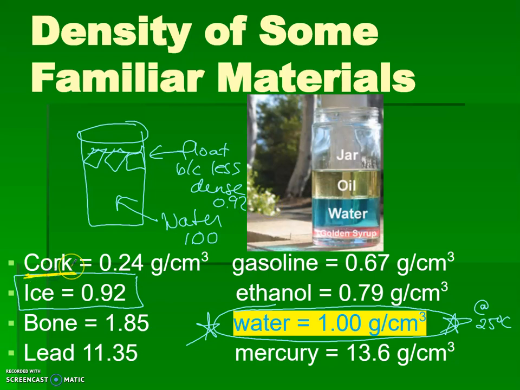So cork, which is made out of the bark of a tree, gasoline, ethanol, all of those things are going to float. Okay, oil here is going to float because it is less dense. Now, the things that are more dense, like bones, lead, mercury, golden syrup, which is the same thing as like Karo, okay, they are going to sink because if water is 1.0, this stuff is going to be greater than, and this stuff is going to be less than that in density.